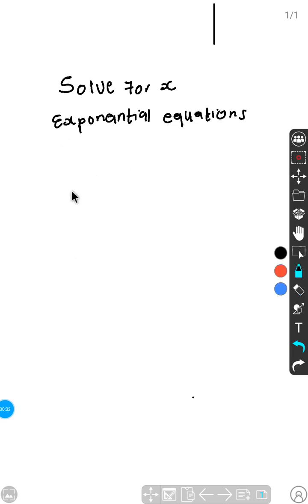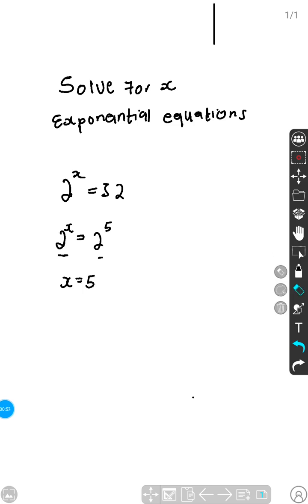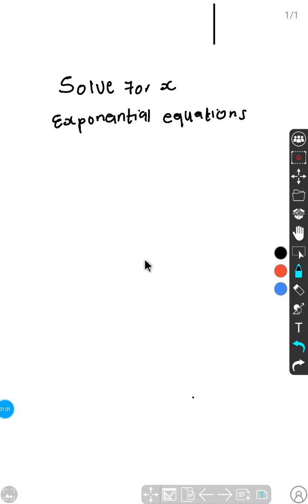Let's say we have 2 to the power x is equal to 32, okay? So we're saying that in order to solve, the bases must be the same. So we have 2 to the power x. The 32, we can change it to 2 to the power 5, okay? So the bases are the same. X is going to be equal to 5. Once the bases are the same, we equate the exponents, okay? So let's look into another example.